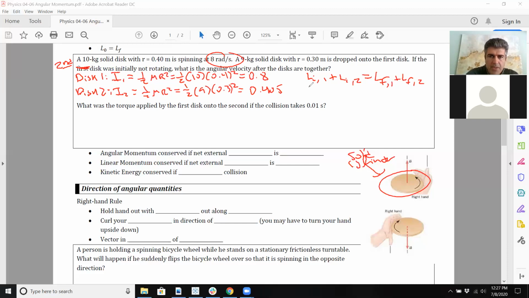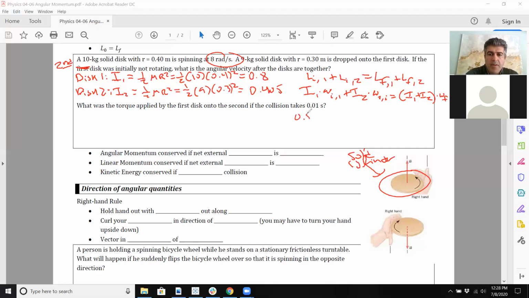Remember, L initial is just going to be I omega. So it's going to be I1 times your initial, and then plus I2 times omega 2 initial. And then, since they're going to be spinning together, you're going to combine their two inertias. And we'll call omega final. That's what we're trying to solve for.